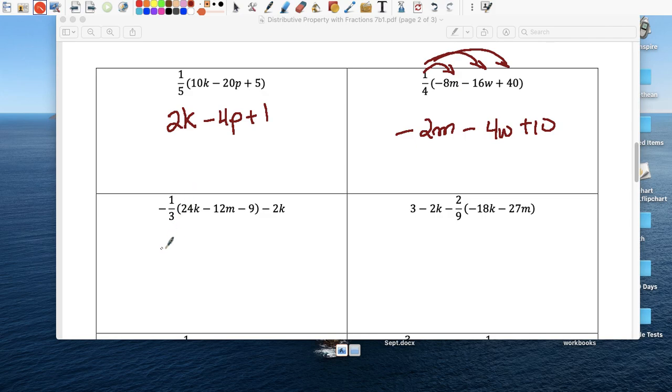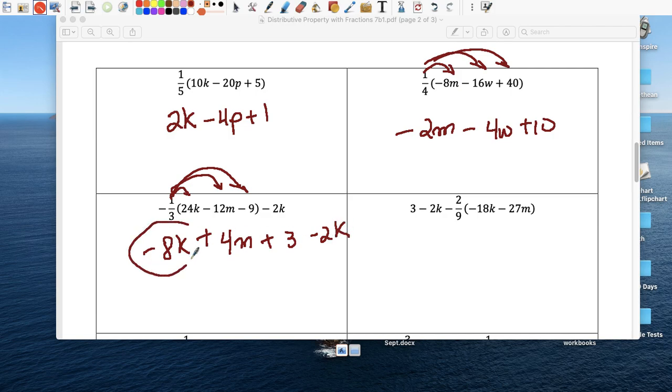So 1/3 times 24 is negative 8. Okay. Next one, negative and negative is a positive, and 1/3 of 12 is 4m. Negative and a negative is a positive again. 1/3 of 9 is 3, and then minus 2k. Combine like terms? Yes, I can. This fella and this fella. I'm going to get negative 10k plus 4m plus 3.